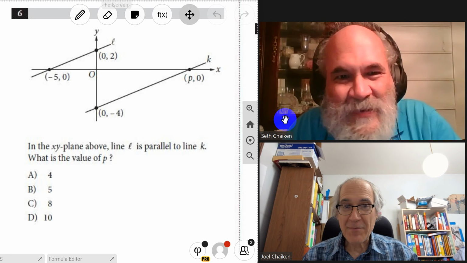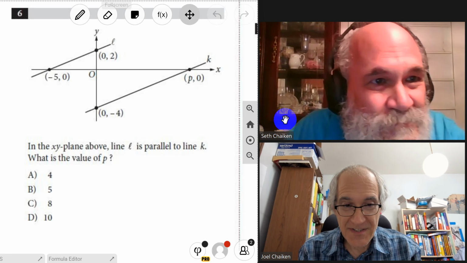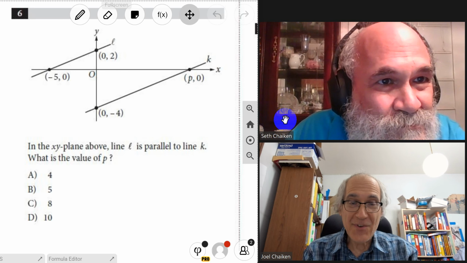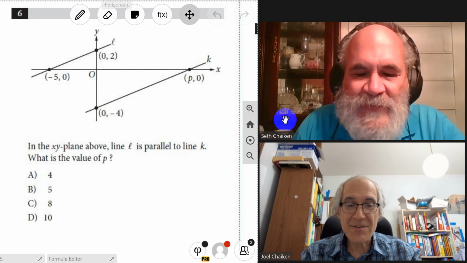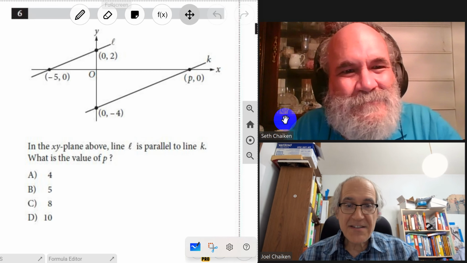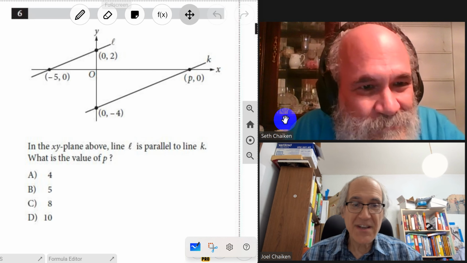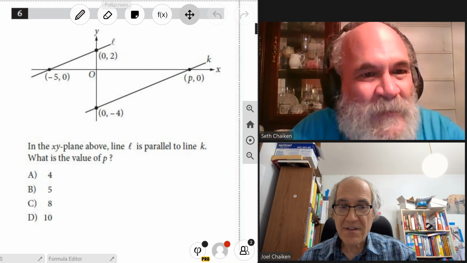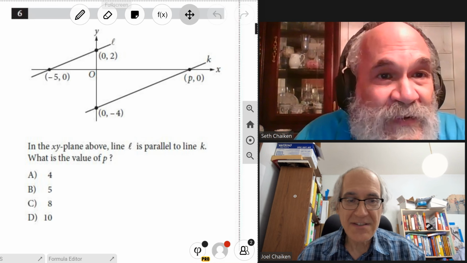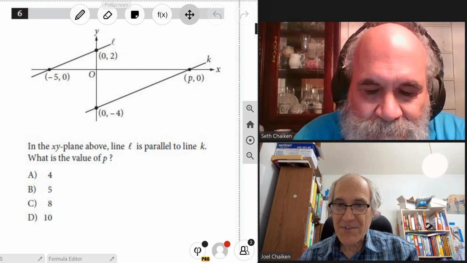I don't know if you've been watching every single one of these, but if you have, you've noticed we've not done geometry yet. So this is our first geometry problem. The ACT has more geometry than the SAT. That's one difference between the ACT and the SAT. So this is a geometry problem.